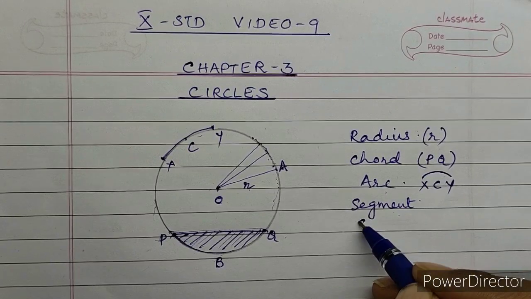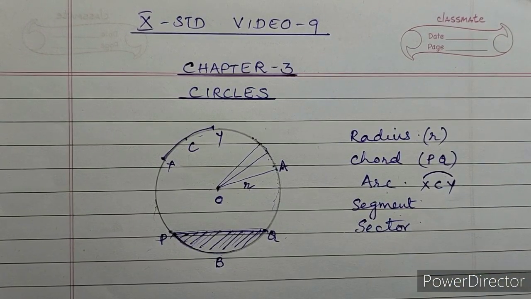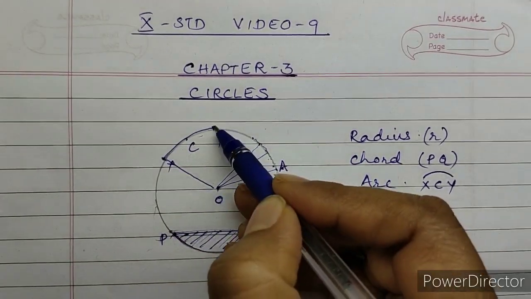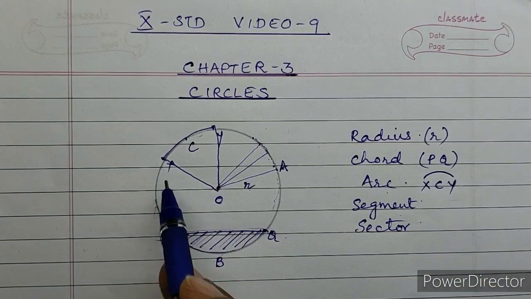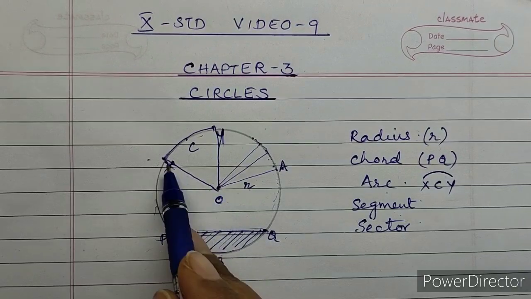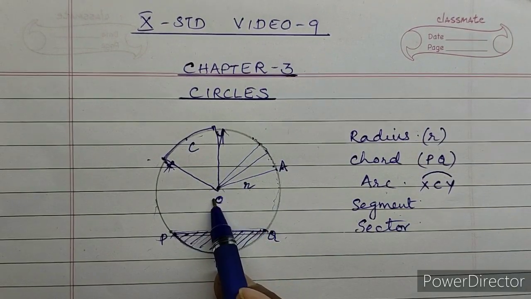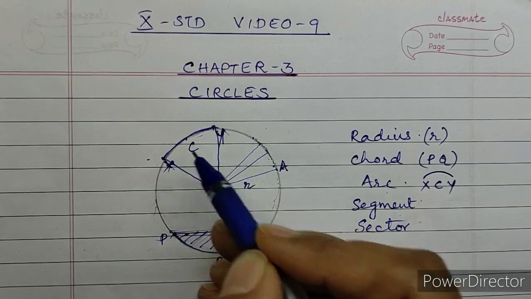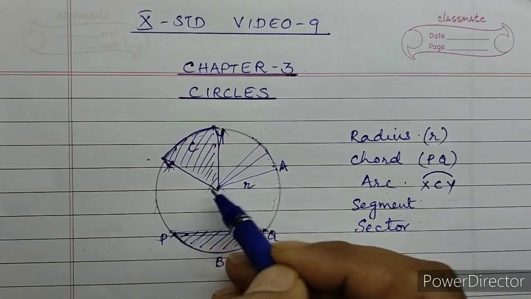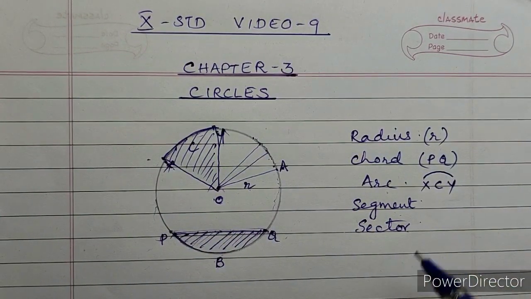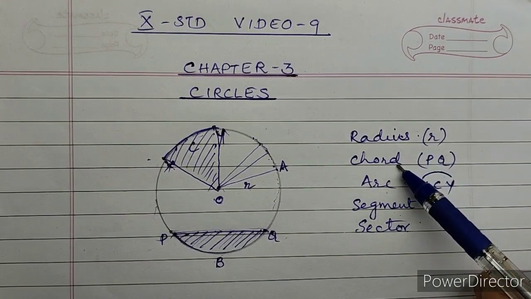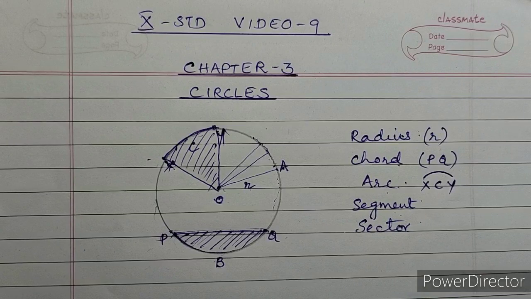So next comes sector. Sector means you have to take 2 radii. First radius, second radius. So you can mark it as OX. Here X already we have marked, Y already we have marked. So OX and OY are 2 radii and XCY is the corresponding arc. So the area bounded by 2 radii and the corresponding arc, we will call it as sector. So we have learned now radius, chord, arc, segment and sector.